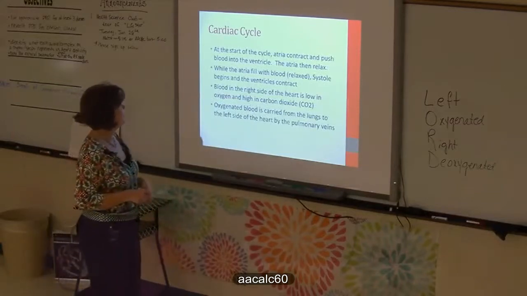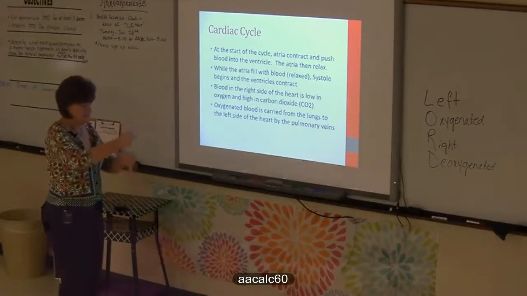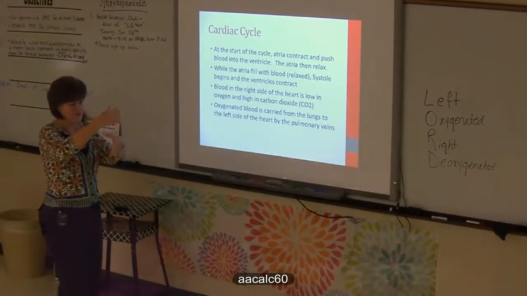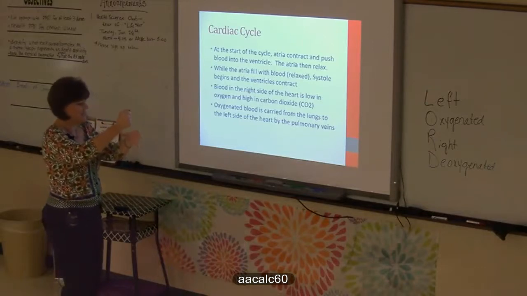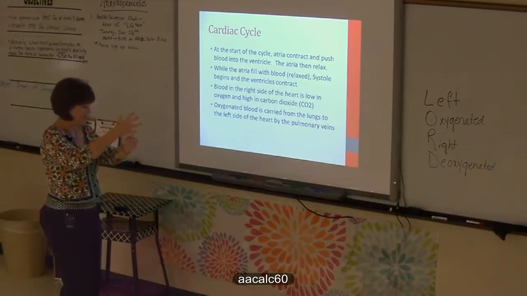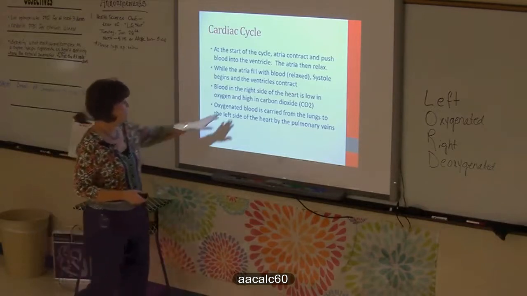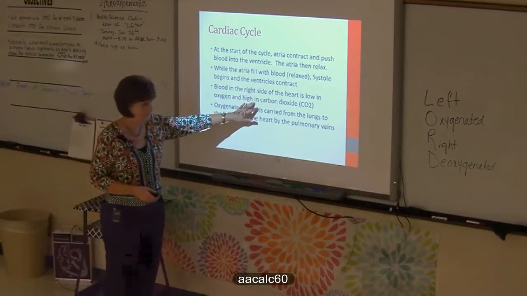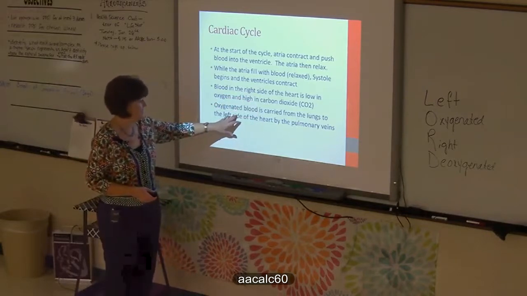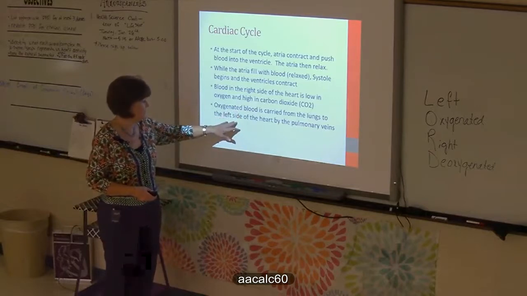All right. So again, this is just describing that the atria contract and then the ventricle contract, and they fill with blood. And it's that contraction, relaxation that happens to generate that pump. Okay? So blood on the right side of the heart is low in oxygen and high in carbon dioxide, and it's the opposite on the other side. Oxygenated blood is high in oxygen and low in carbon dioxide. Okay?